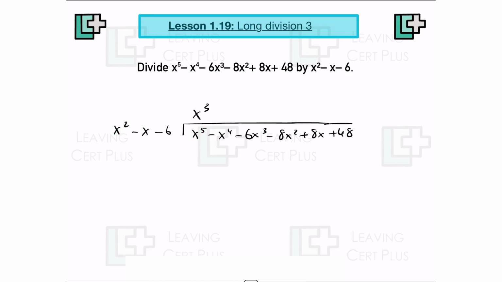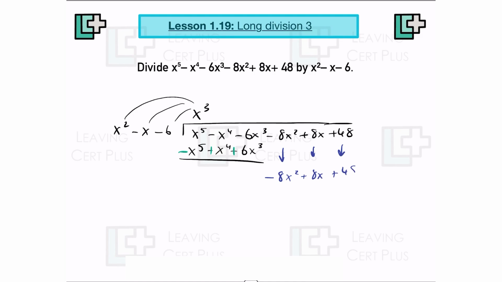Now you multiply that x cubed by those three terms, and you're going to get x to the power 5 minus x to the power 4 minus 6x cubed. Now you have to change the signs of this row and take them away. So that's minus, positive, and positive. So now you can see we're going to get all zeros here. So they're all gone. So next what you need to do is bring down these guys. So that's going to be minus 8x squared plus 8x plus 48.